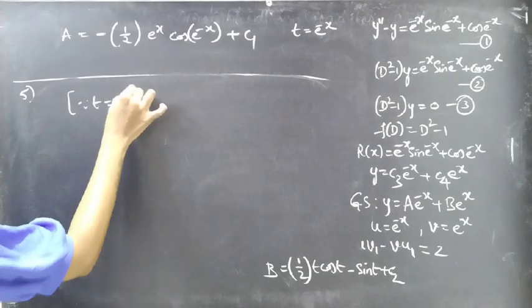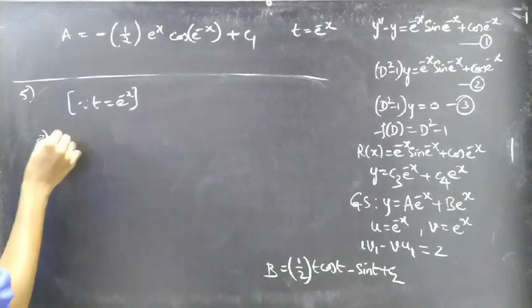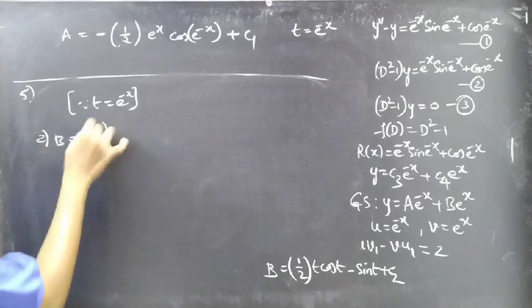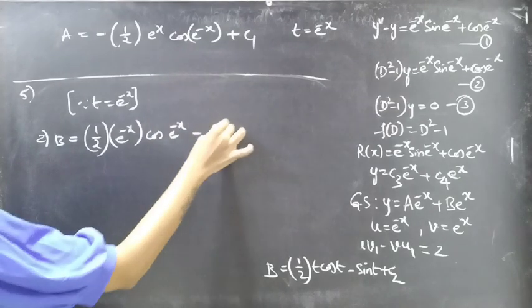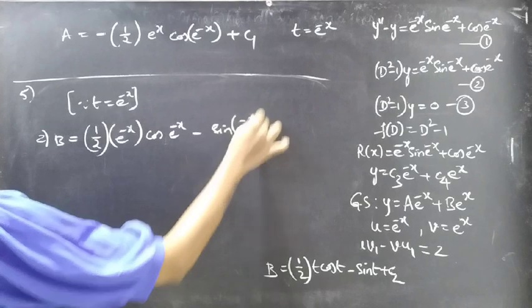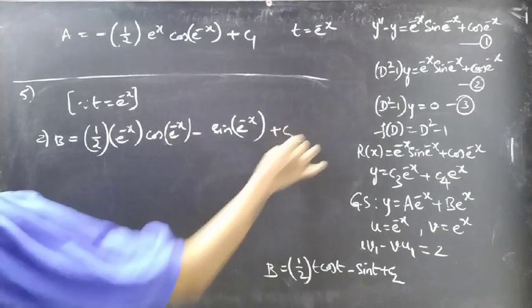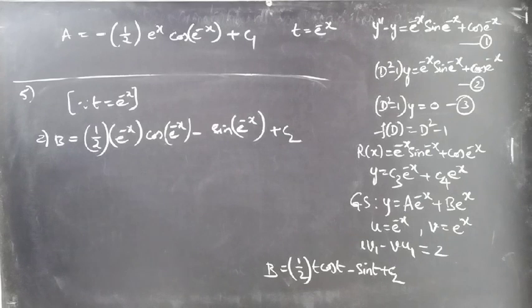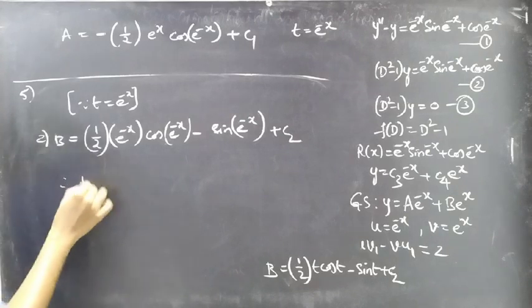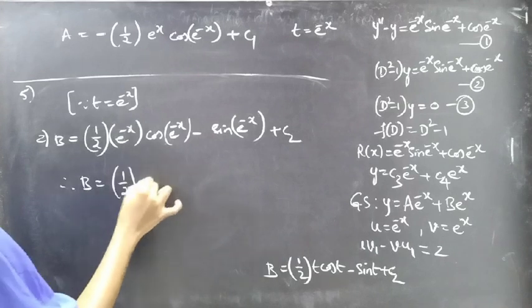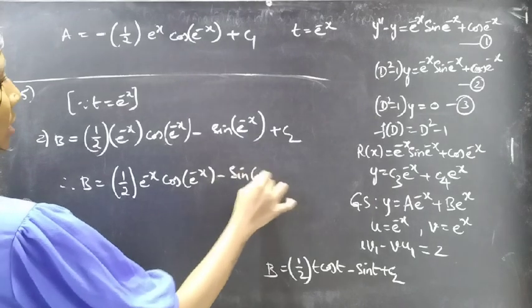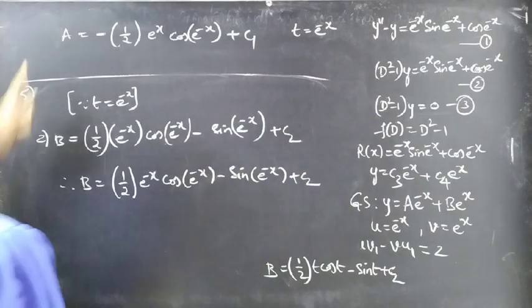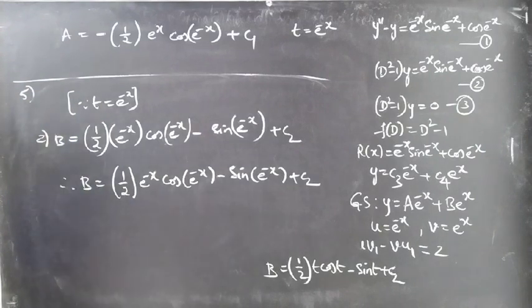Now you can replace t by e power minus x. Since t equals e power minus x, this equation becomes b equal to 1 by 2 e power minus x cos e power minus x minus sine e power minus x plus c2. Therefore, b equals 1 by 2 e power minus x cos e power minus x minus sin e power minus x plus c2. We got a and b. Let's now find the general solution using y equal to a e power minus x plus b e power x.